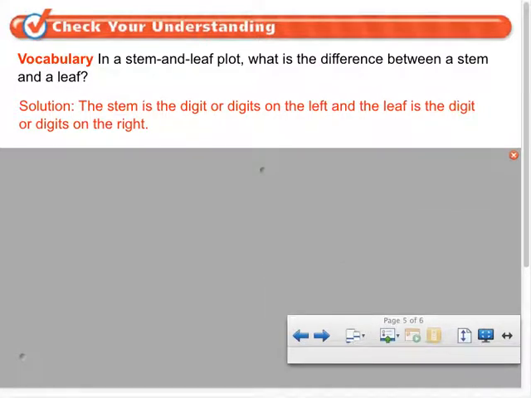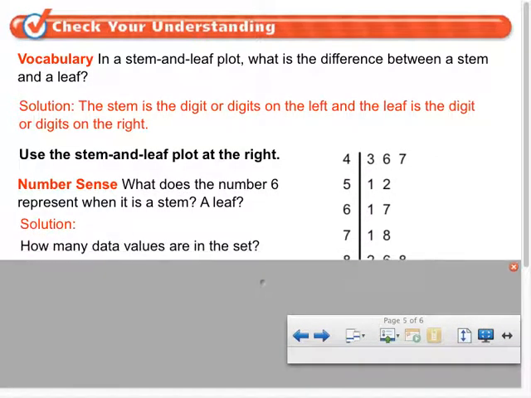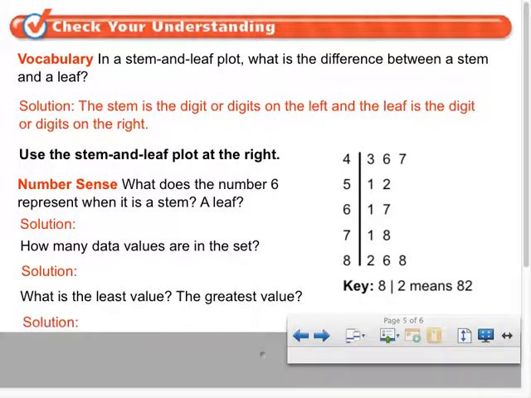Now, moving along, we're going to use this stem and leaf plot to answer these questions. So here's my stem and leaf plot. First question, number sense. What does the number 6 represent when it's in the stem? So they're talking about the 6 in the stem. What's that represent? It represents the tens place. Okay, and then what about the 6 on the leaf side? 6 or the ones place.